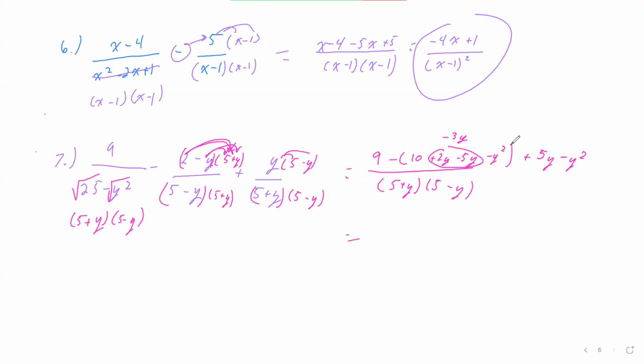So positive y squared minus y squared would actually cancel each other out. And then this becomes a minus a negative 3y. So it's actually a positive 3y that will add to 5y and give me 8y. Then this is a 9 minus 10, which will give me negative 1. If you have to write it out or change the signs, do that process, whatever makes it easier for you to see that.